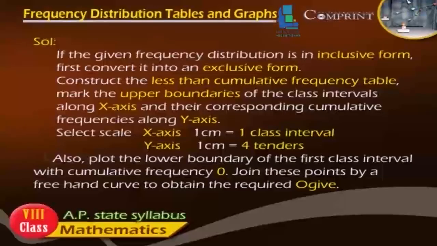Solution: if the given frequency distribution is in inclusive form, first convert it into exclusive form. Construct the less than cumulative frequency table. Mark the upper boundaries of the class intervals along the x-axis and their corresponding cumulative frequencies along the y-axis. Select scale. X-axis: 1 cm is equal to 1 class interval. Y-axis: 1 cm is equal to 4 tenders. Also, plot the lower boundary of the first class interval with cumulative frequency 0. Join these points by a freehand curve to obtain the required ogive.